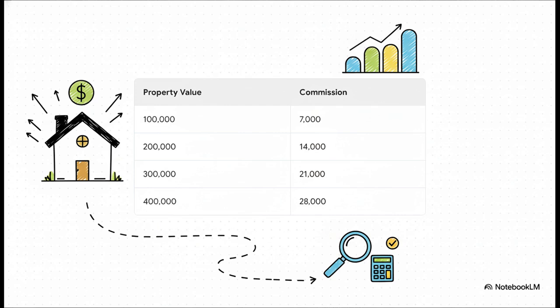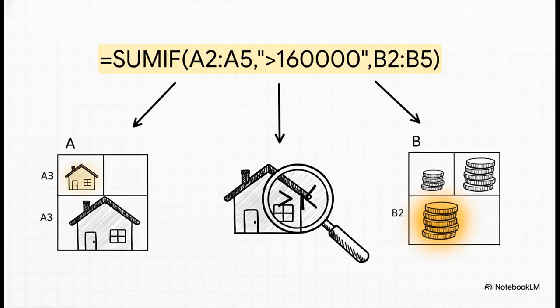You don't have to go through and pick them out by hand. No way. Excel has a function for exactly that, and it's called SUMIF. Let's just break this formula down real quick. The first part is the range Excel is going to check, in this case, our property values. The second part, you'll see it's in quotes, that's our condition. We're telling it to only look for values greater than $160,000. And then the final part tells Excel which numbers to actually add up if it finds a match.